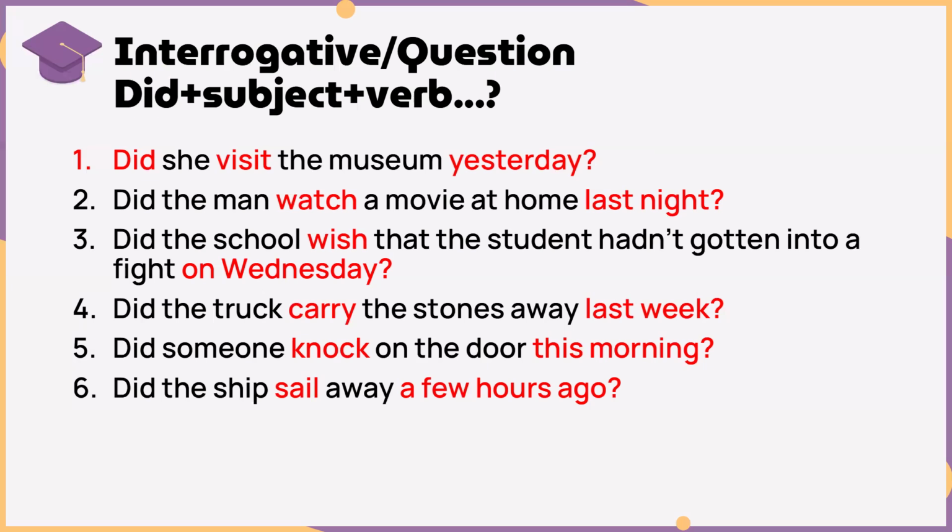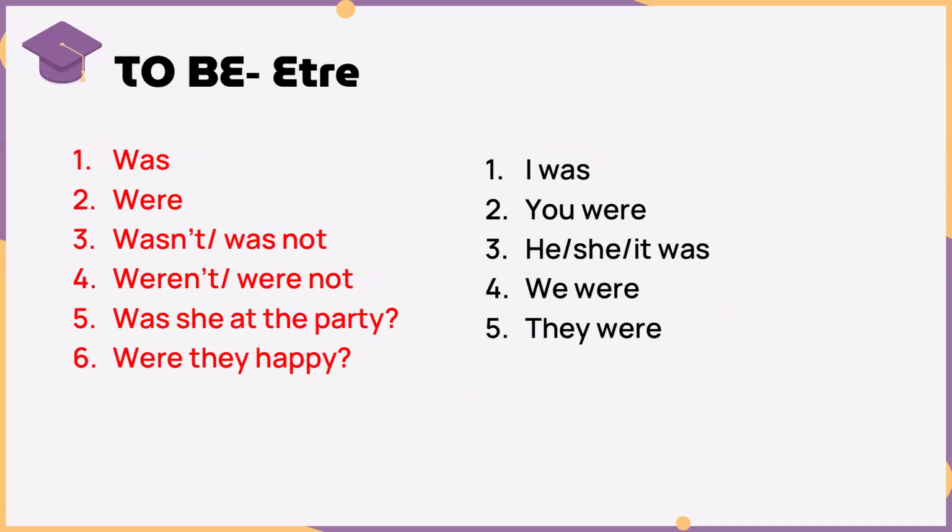Good. These are regular verbs, remember. For the irregular verbs, we have to just check the list, but the structure is exactly the same. The structure doesn't change. Now for the verb to be, which is être for those who speak French, and ser or estar for those who speak Spanish. And this one is pretty straightforward.